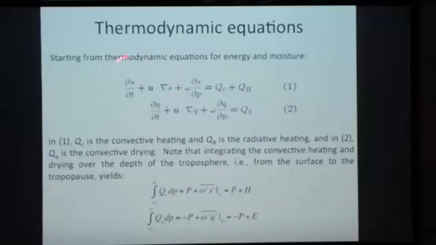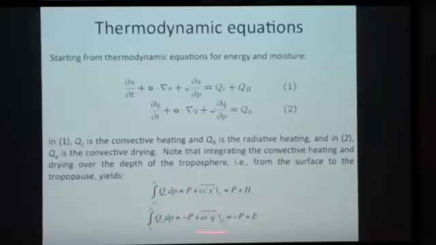Then we also have an equation for moisture, essentially conservation of water vapor or conservation of moisture. So again, we have this total derivative, and then we have this forcing term here, Q sub Q, which we call the convective drying.